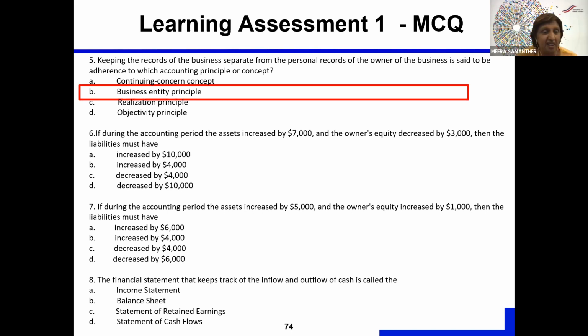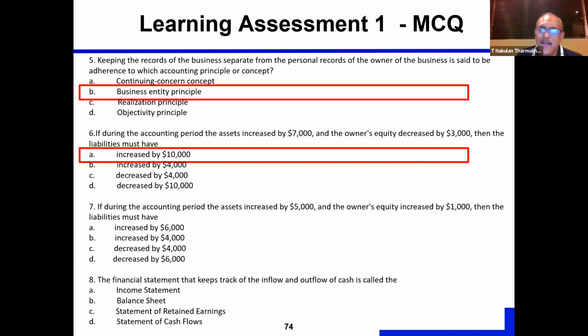B. Any other answers? A, liabilities must have increased by 10,000, because how did you get your assets? You put your equation on the piece of paper and see how it works. For this, capital has gone down by 3, so liabilities must have gone up by 10. 10 minus 3 must have given the impact of the increase of 7 in assets.